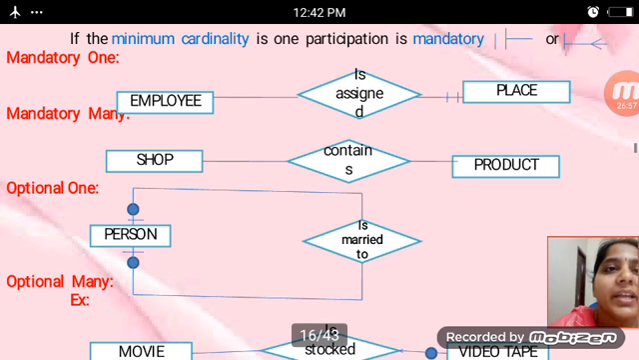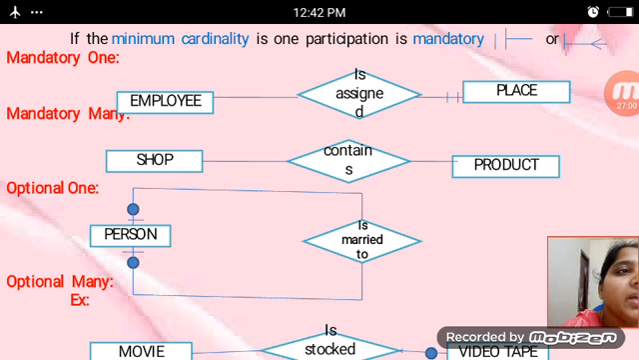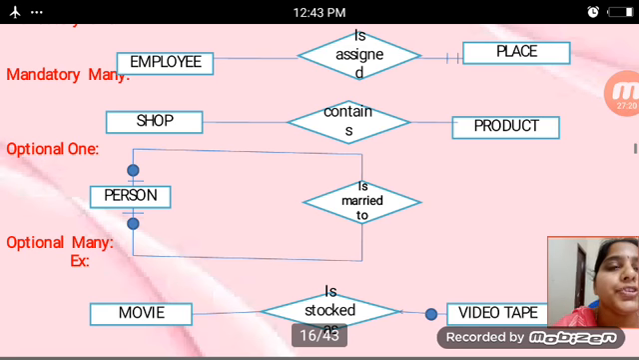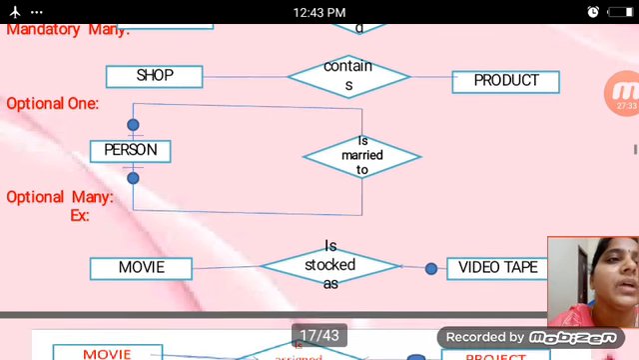Here is one example. An employee is assigned a place through the relationship 'is assigned'. That is mandatory one: he must have one place. Then the second example, mandatory many: a shop has some products through the relationship 'contains'. A merchant should have many products. That is mandatory many.